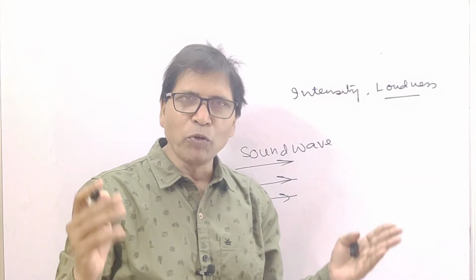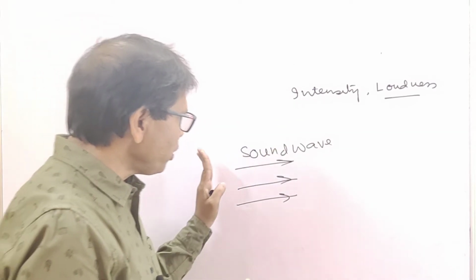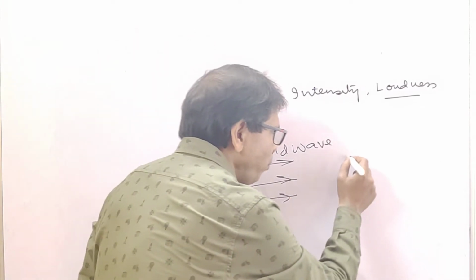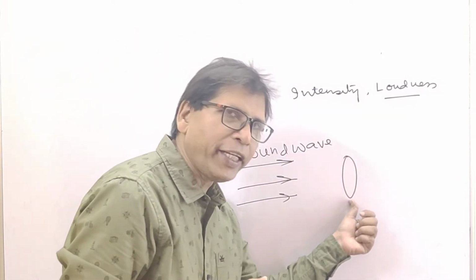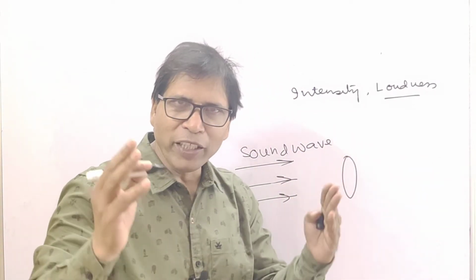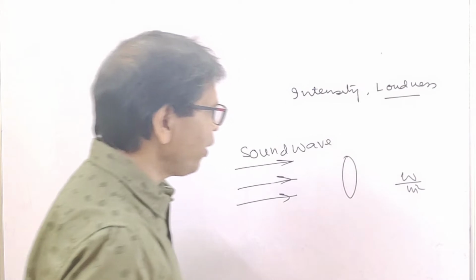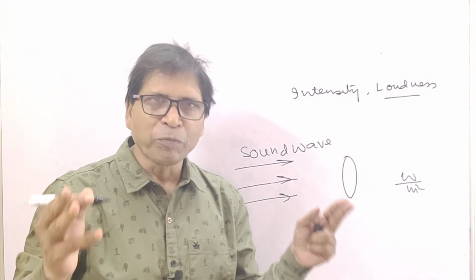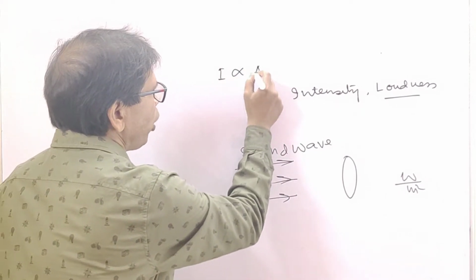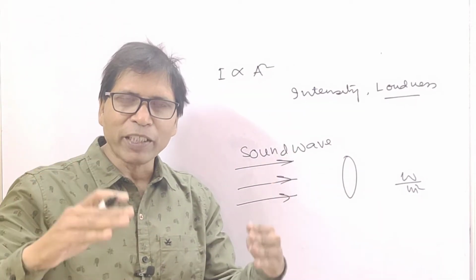Now we have to define two important terms relating to sound wave. First of all, intensity. Suppose a sound wave propagates along this direction. So intensity is the rate of flow of energy per unit area placed normal to the direction of flow of the sound wave. So its unit is watt per meter square. Okay. Now intensity of sound wave depends on, first of all, intensity is directly proportional to the square of amplitude. So twice the amplitude, intensity becomes 4 times.